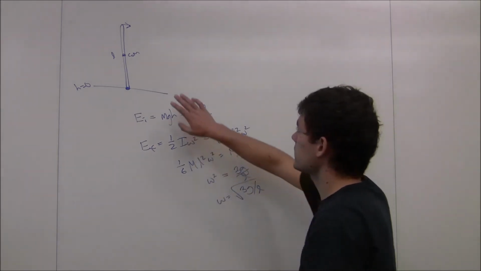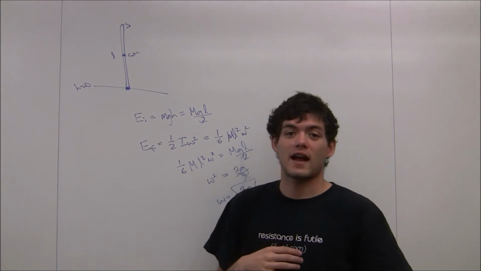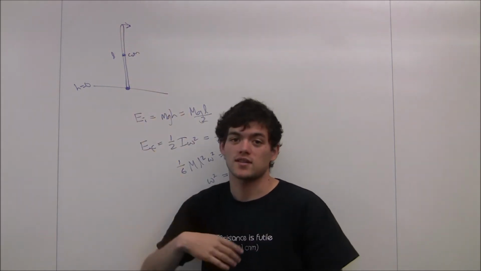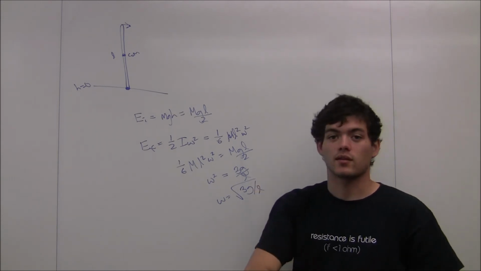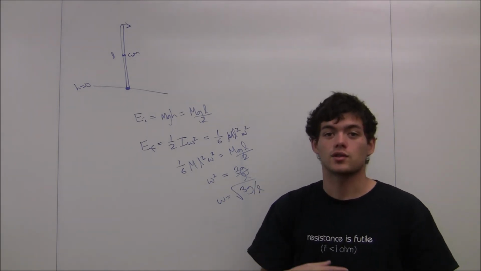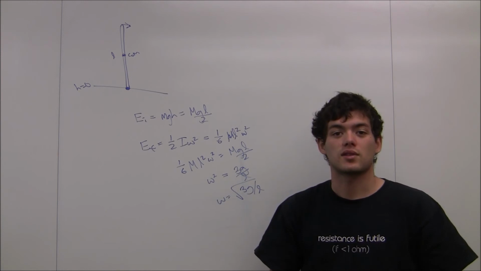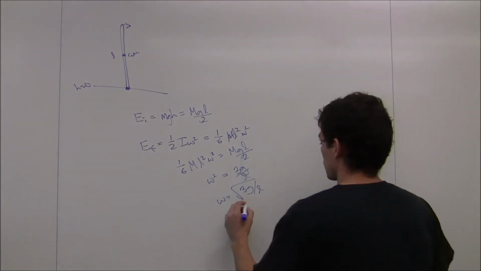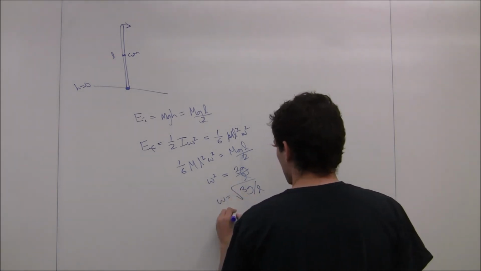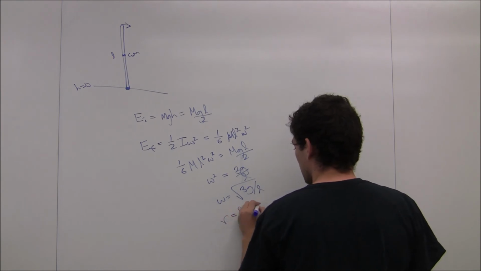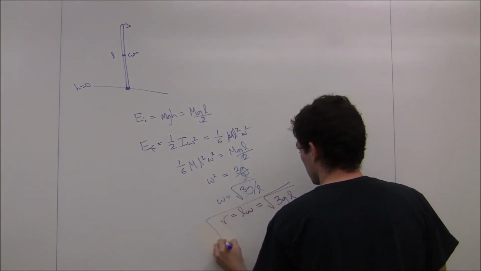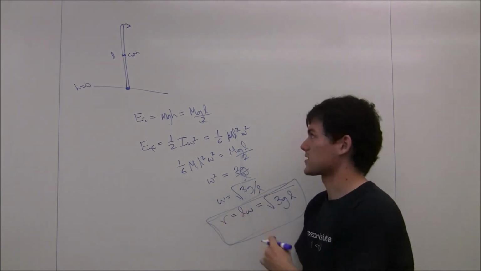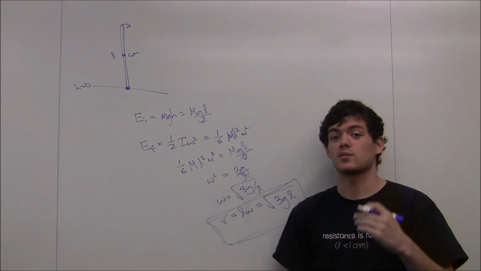Now that's not quite the answer, because we want to know how fast this endpoint is moving. So that's going to be a linear velocity. And we know that the linear velocity of any point on something that is rotating is just the radius r times the angular velocity. So then the velocity v of that endpoint is going to be L times omega, which is going to be the square root of 3gL. And so that's going to be our final answer for the velocity of the endpoint on that stick.